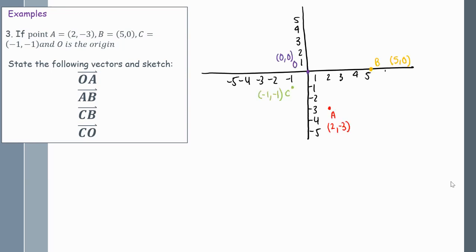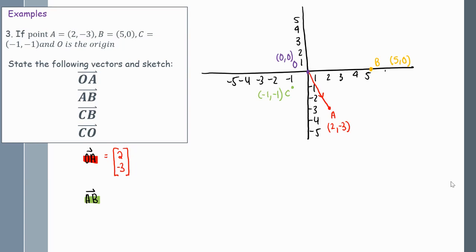Once you've drawn in all your coordinate points that the questions asked you to, let's begin by stating and sketching the vector starting from O and ending up at A. This one's quite straightforward. I'm going to draw it in red. So the sketch is done. Now all we have to do is write out the column vector. So I know if I'm starting at the origin and ending up at (2, -3), I'm going 2 units right and 3 units down. So my column vector is (2, -3).